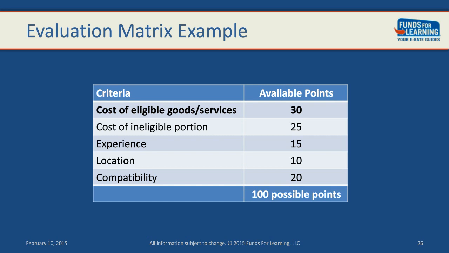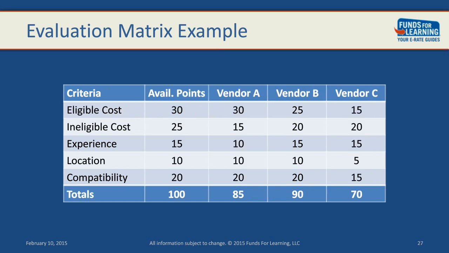Your rubric does not have to add up to 100. It could add up to 50. It doesn't matter. But at the end of the day, the cost of eligible goods and services must be given the highest weighting of any of those factors. And so in a typical scenario, you've got that scoring rubric, and then you receive the proposals, and you provide a score for each vendor for each one of those categories. And at the end of the day, you take the vendor with the most points. In this case, it would be vendor B came out on top.